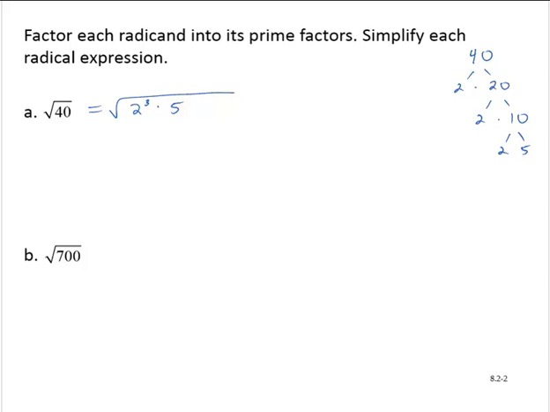Now, notice I'm going to change this up a little bit. That square root of 2 cubed, well, I know that there's a perfect square in there, 2 times 2, 2 squared. So I'm going to break it up differently. I'm going to write it as 2 squared times 2 times 5. Now, using the product rule for radicals, I'm going to break this up into 2 radicals. The square root of 2 squared times the square root of 10. And the square root of 2 squared is 2, and so that's 2 times the square root of 10.